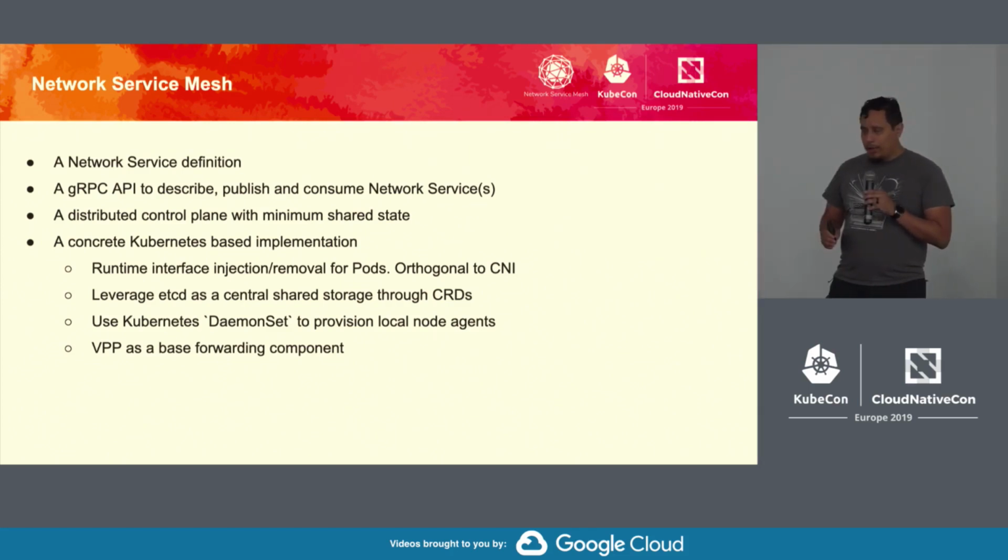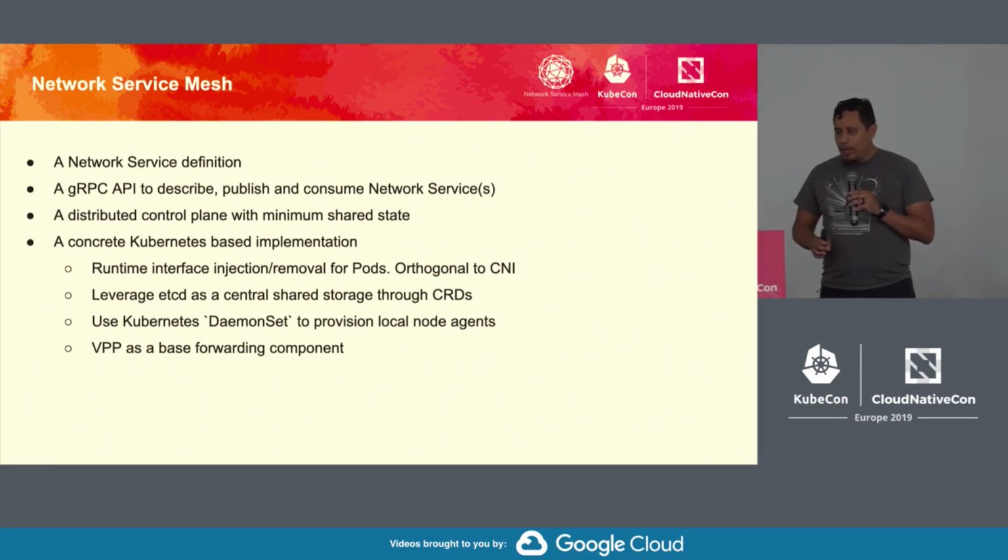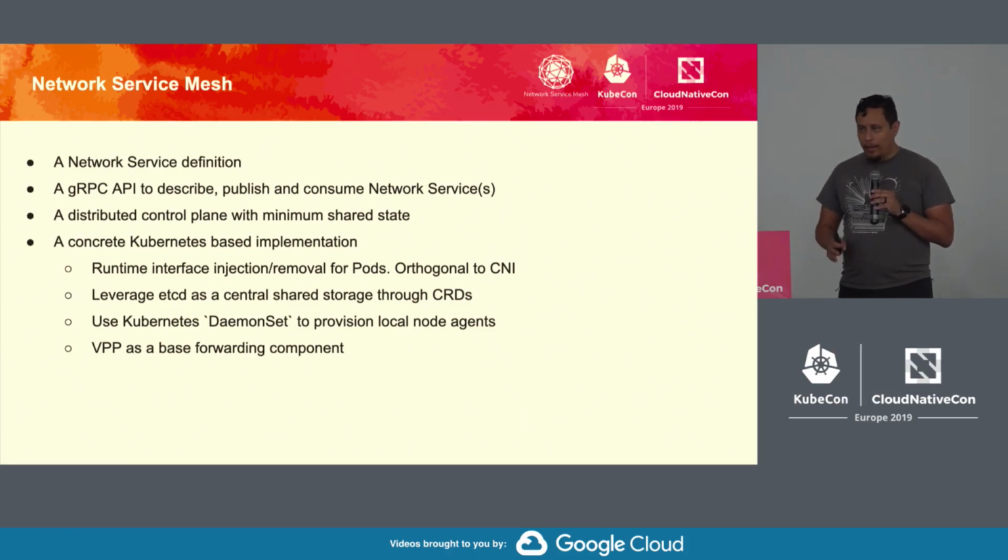We also provide a concrete Kubernetes-based implementation. We're calling it at the moment our reference implementation. It does not touch your Kubernetes networking. It is orthogonal to CNI. We also leverage etcd as a central shared storage. We actually create CRDs and we store information about where the network services live with that. We deploy using daemon sets. You could do a helm install. In our reference implementation, we also use VPP, which was kindly provided by the FIDO and LFN community.